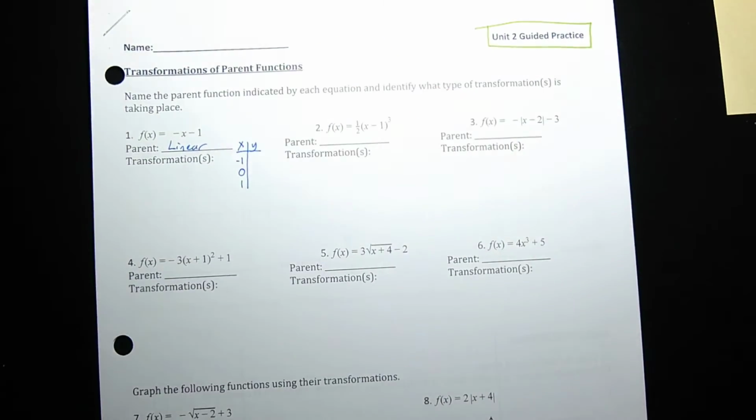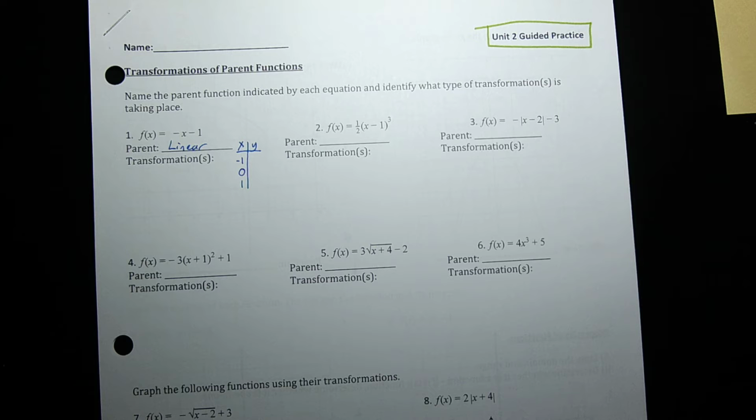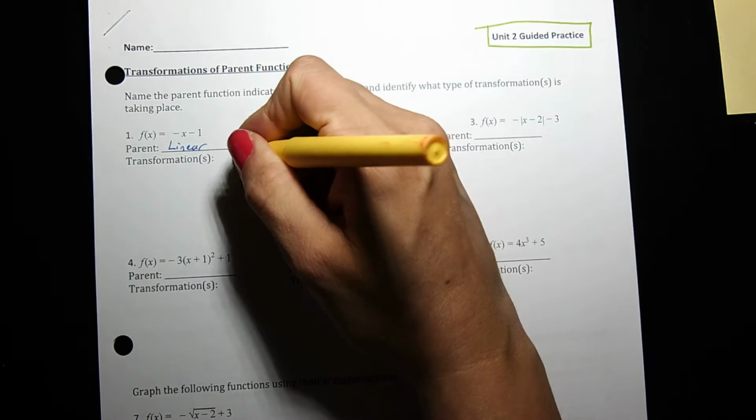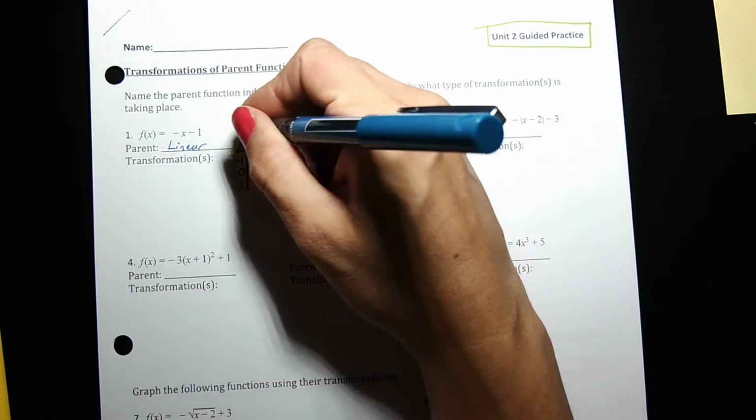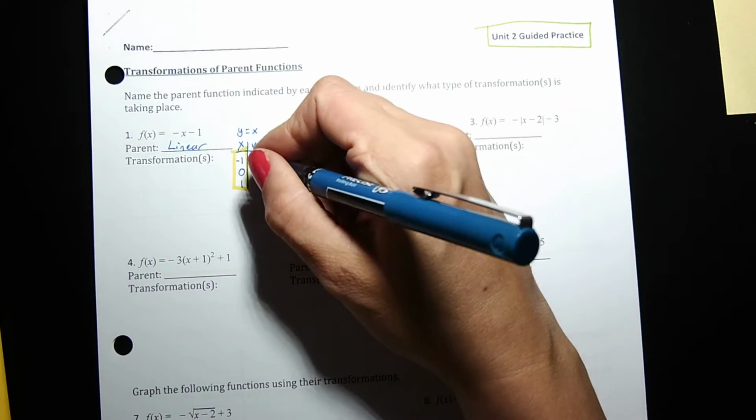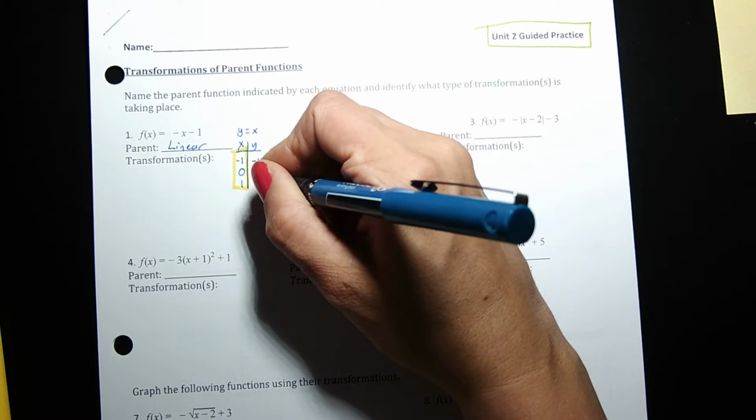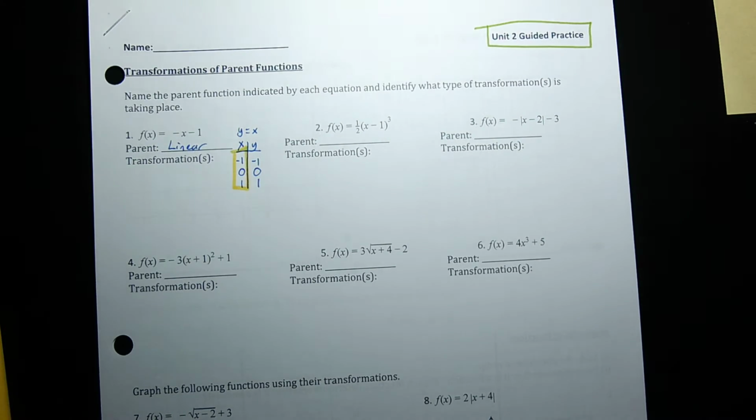Negative 1, 0, and 1. And what we're going to find is that we can use those same three values pretty much with every function except which one? What function can we not use those three values with? The square root one, because you can't take the square root of a negative. So my parent equation looks like y equals x, and if I plug in those values, negative 1, 0, and 1. Very, very good.